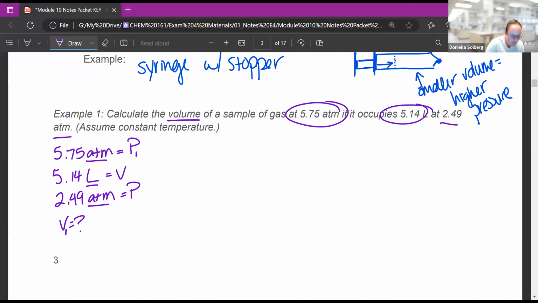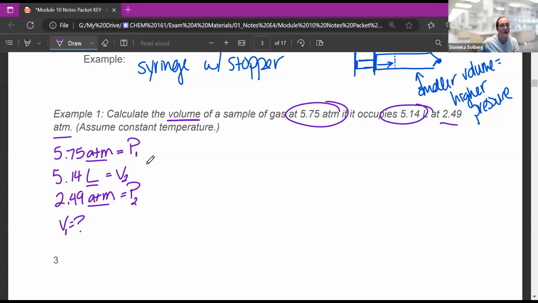I'm looking for that one. It says if it occupies this much at this pressure, so that means those 2 go together. Again, which ones you call your 1s and 2s doesn't matter. I could have switched my 1s and 2s, but they have to be with the correct one. The other thing you have to take into account is that they have to be in the same units. So if both my pressures are in atmospheres, I'm fine. They just have to match. It doesn't have to be a specific one.